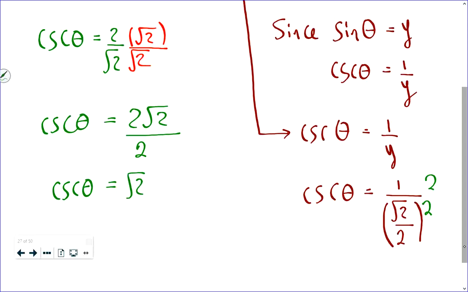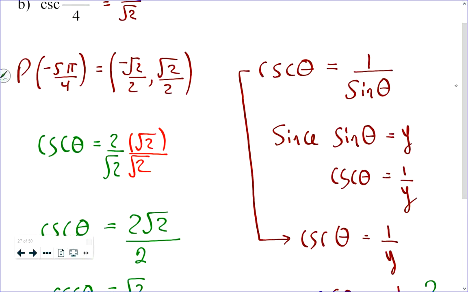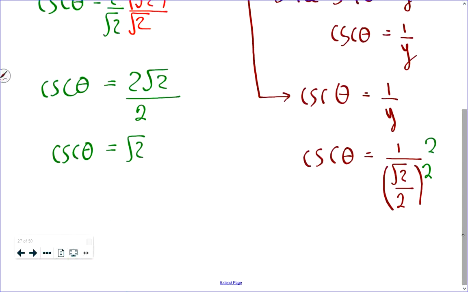Which, you know what, everybody? Really makes sense, because this point could be written as negative 1 over root 2, 1 over root 2. And if you flip 1 over root 2 over, you get root 2. So anyway, cosecant of negative 5 pi over 4 is root 2.